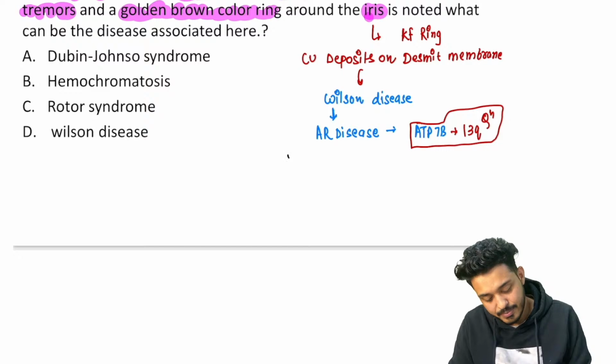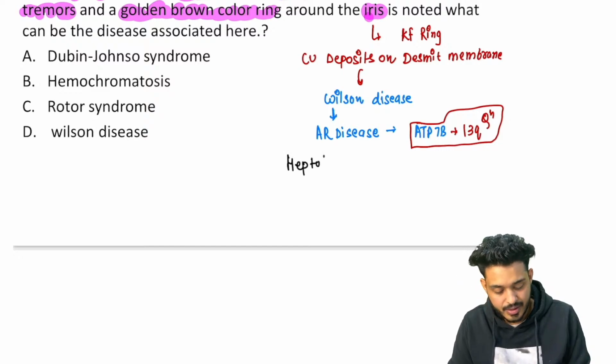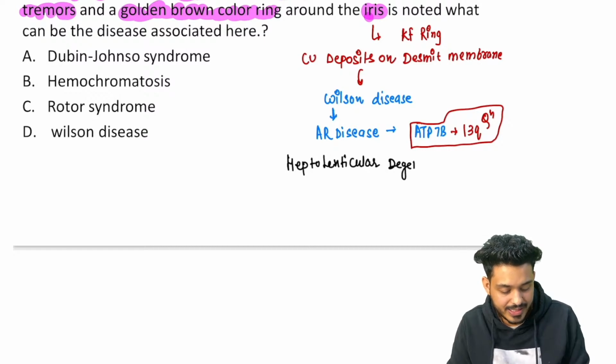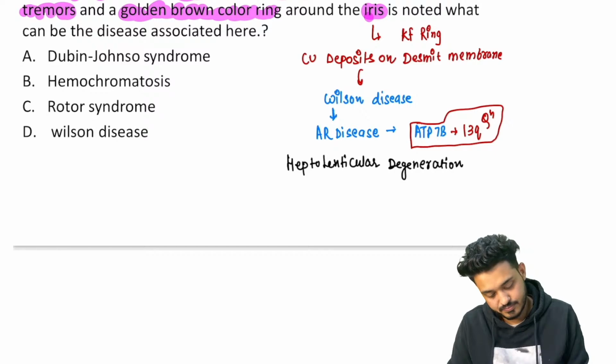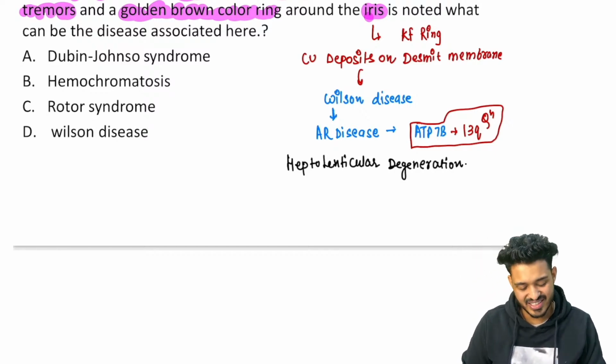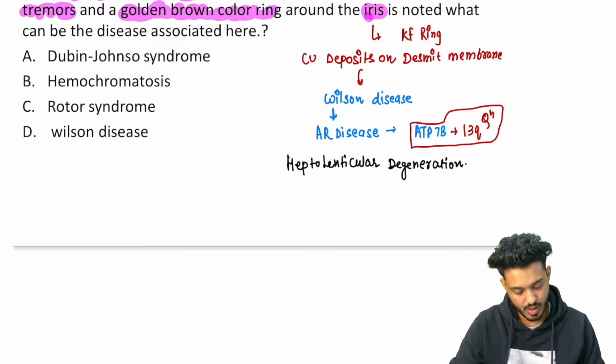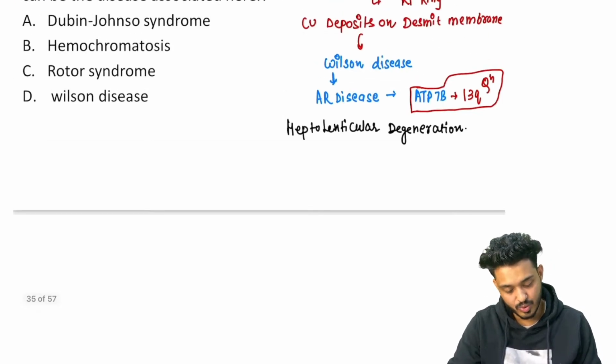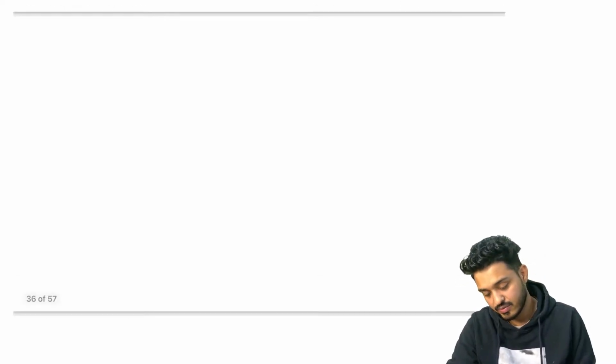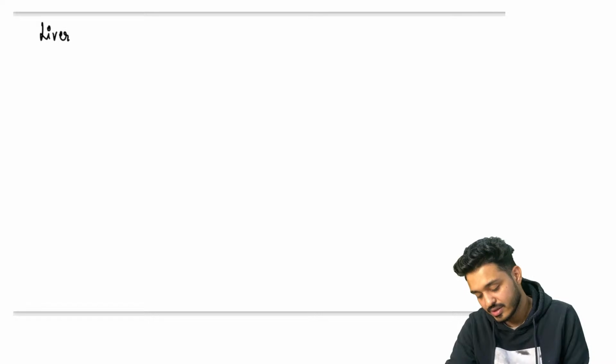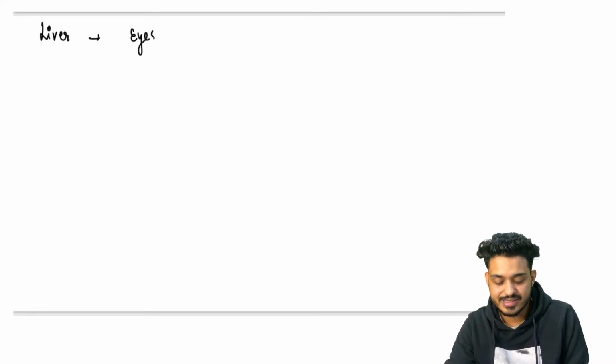This is also known as hepatolenticular degeneration, okay? What other things you need to remember about the course of the disease? First of all, it is going to damage the hepato, means liver. First it is going to damage the liver, then it is going to damage your eyes. In eyes you will be having that KF ring, and apart from the ring you can also have a cataract that is known as sunflower cataract.